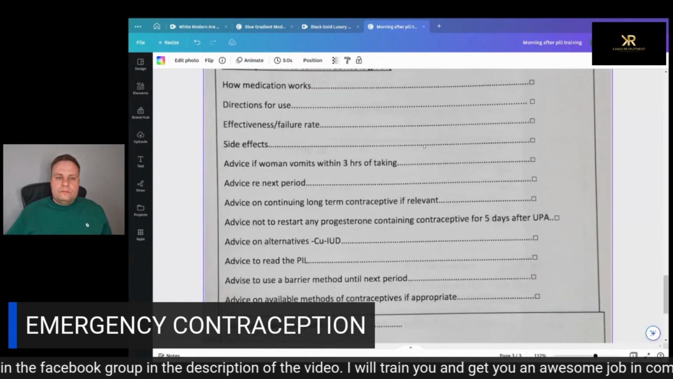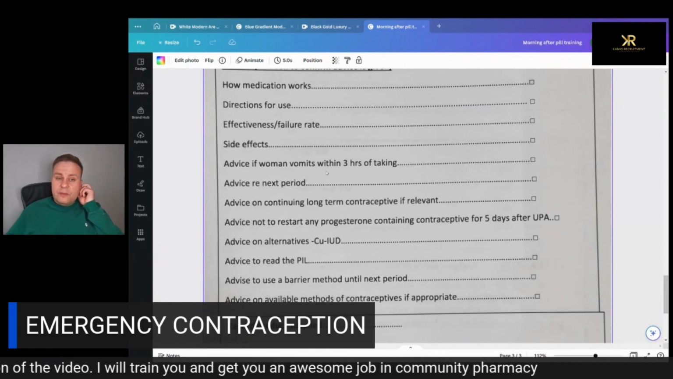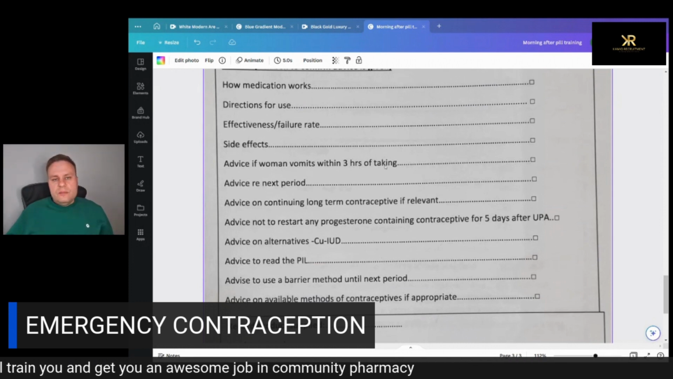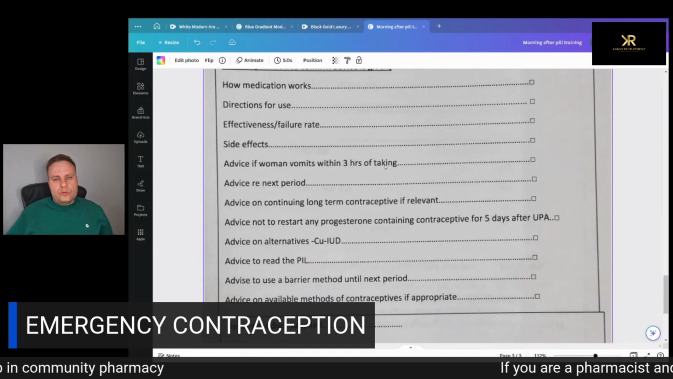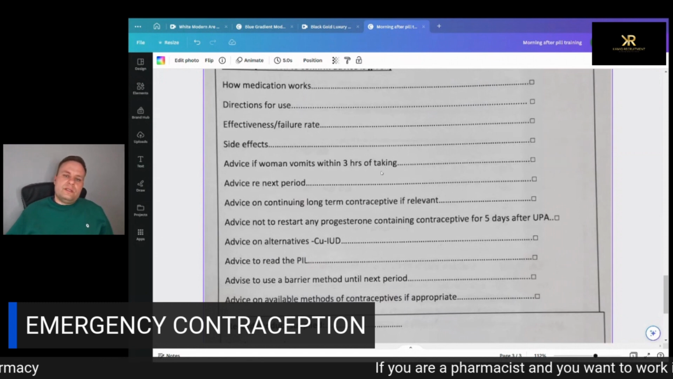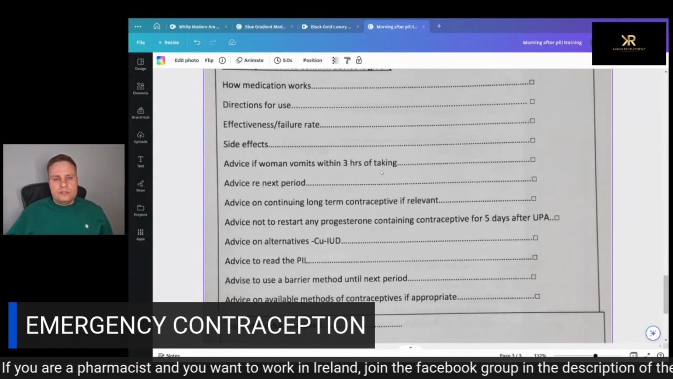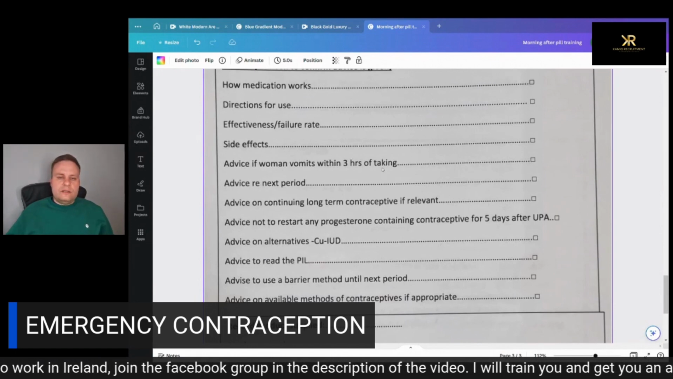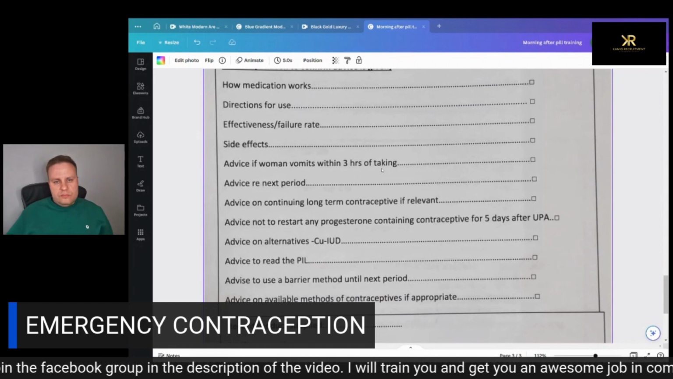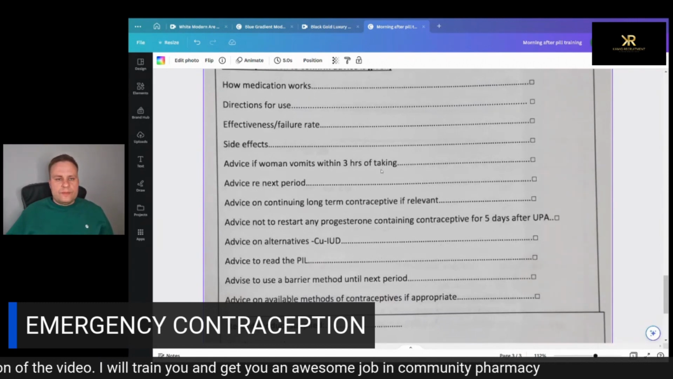You have to give her the advice if she vomits within 3 hours of taking. So basically, it takes 3 hours for the medication to be absorbed in the body. So if she vomits within 3 hours of taking it, she has to come back and get another one because it wasn't properly absorbed in the body. But if she vomits after 3 hours of taking it, she doesn't have to come back because the necessary amount of medication would have been absorbed in the body.